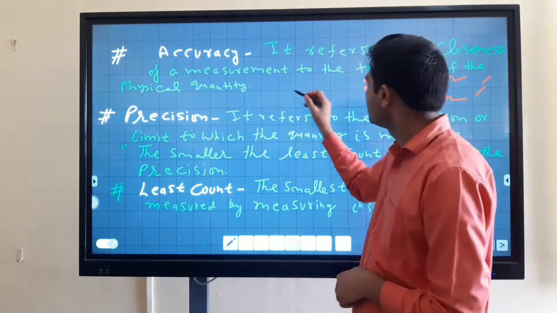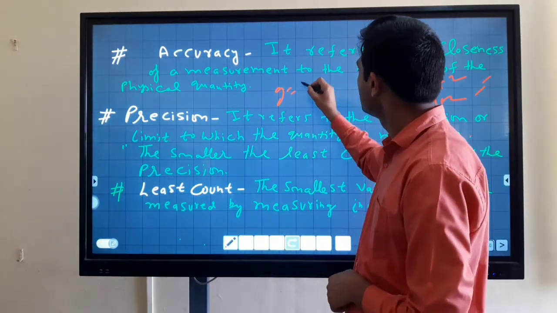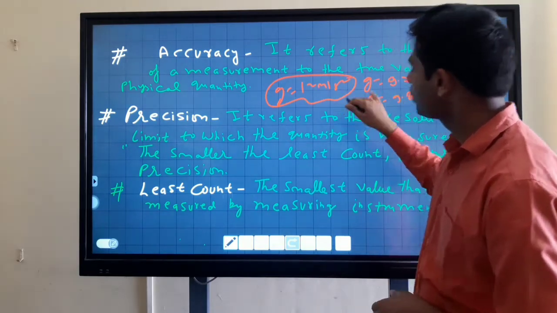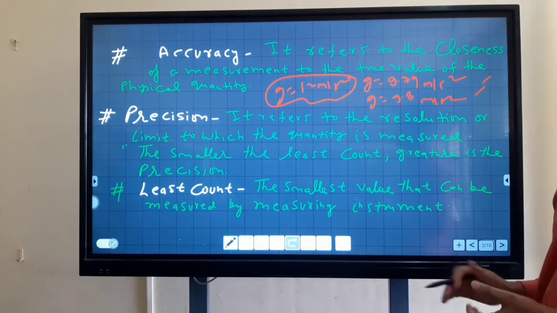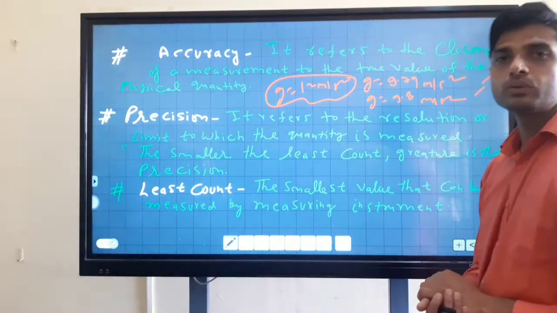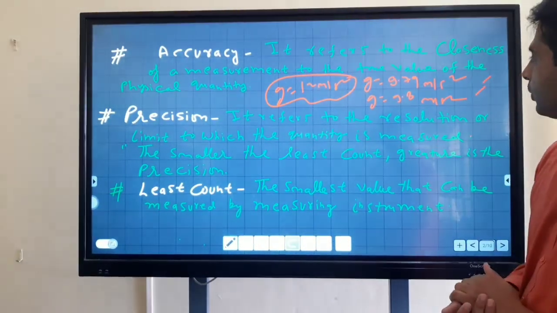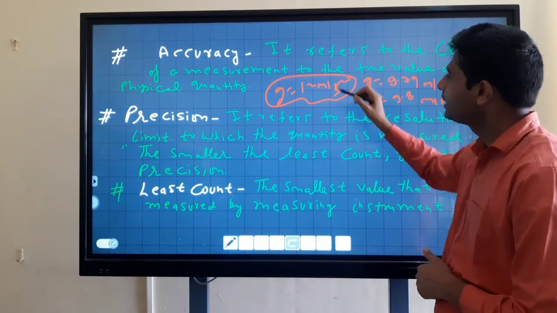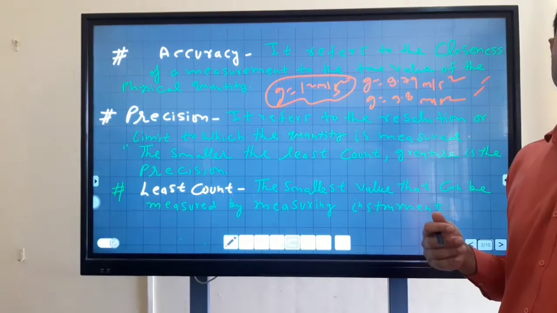If the value of g is 12 meter per second square, it means the value is not close to the true value. So there is a fault in our experiment. We have to correct this fault and try the experiment next time, and we have to get an experimental value close to the true value.